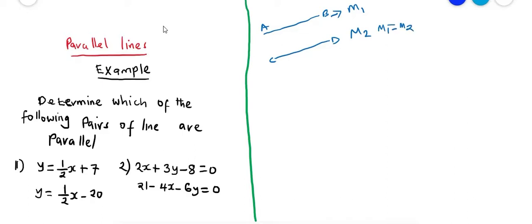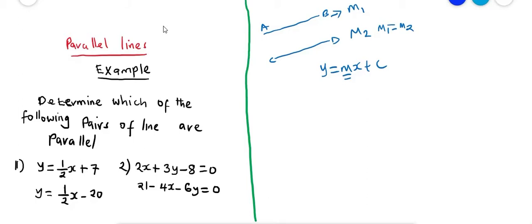So we have got some pairs of equations here to check if they are parallel, and we need to check their gradients. If the gradients are the same, then we consider them as parallel lines. If we start with number 1, for us to know the gradient of a line, we always have to express it in the form y equals mx plus c, where m will be the gradient. So in equation 1 it's already in that form, y equals mx plus c.